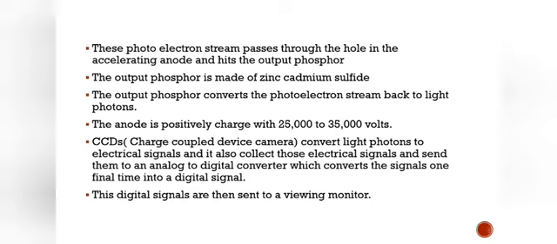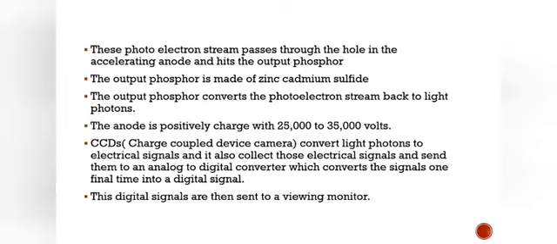This photoelectron stream passes through the hole in the accelerating anode and hits the output phosphor. The output phosphor is at the other end of the image intensifier. This output phosphor is made of a material called zinc cadmium sulfide. The output phosphor converts the photoelectron stream back to light photons. The anode is positively charged with 25,000 to 35,000 volts.